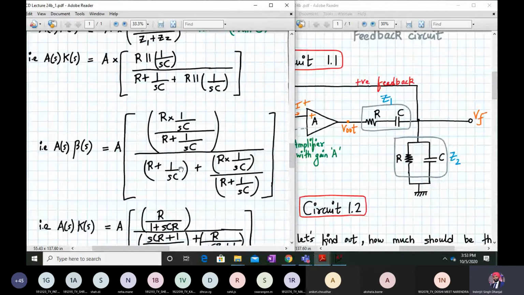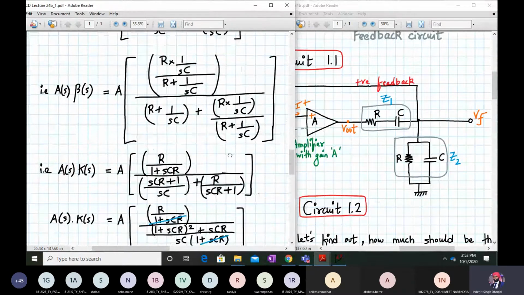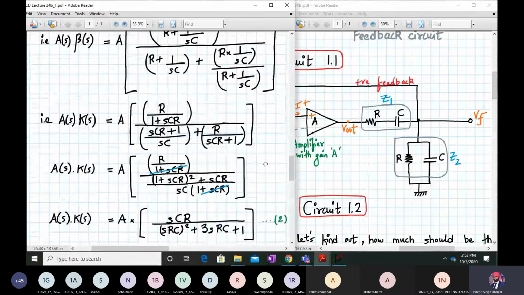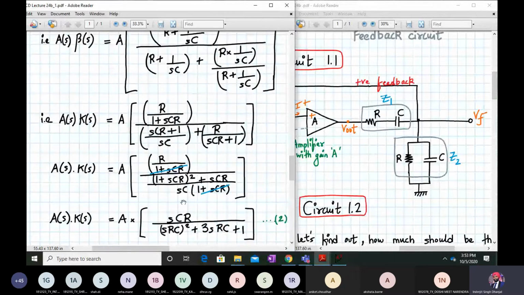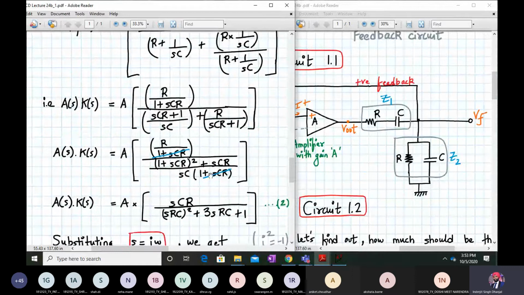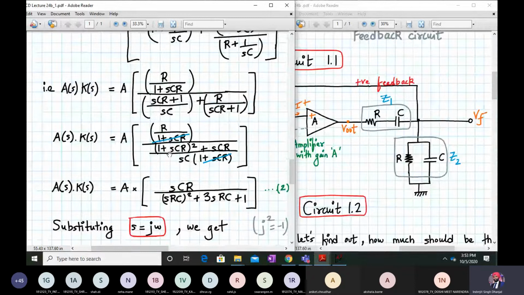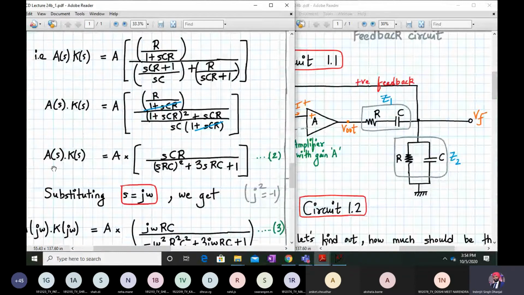And here you work it out, you calculate it. I mean, you algebraically solve this. So you will get a huge numerator and a denominator. After further simplifying, we arrange the denominator together, and we have some cancellations. So 1 plus SRC and 1 plus SRC get cancelled out, and we expand 1 plus S into CR the whole square, and finally we get expression number 2: A of S into K of S is equal to A times SCR upon S square R square C square plus 3SRC plus 1.